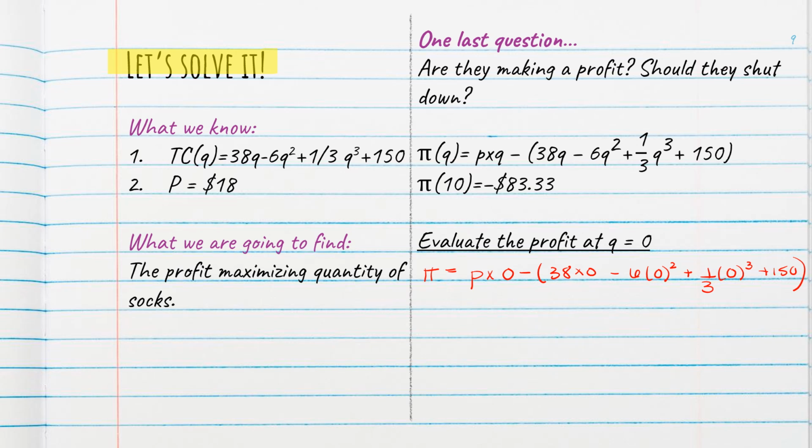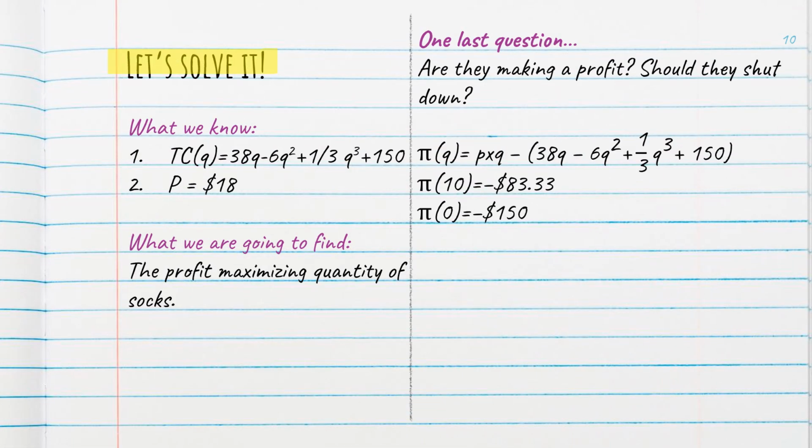The first term is 0. The second term is 0. The third term is 0. The fourth term is 0. However, this term is not zero, and it has a negative sign because of the negative in front of the parenthetical. So we have that the profit when the firm produces zero is equal to negative 150. Now we have all the information we need to answer this question.